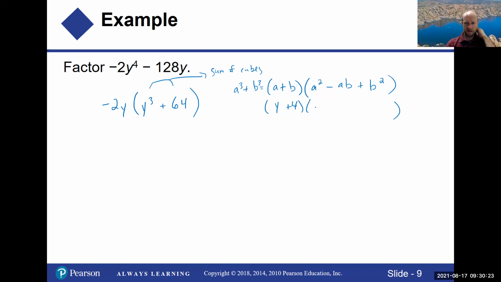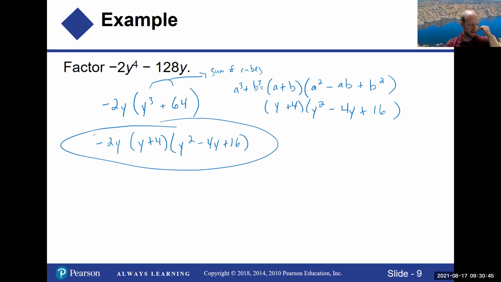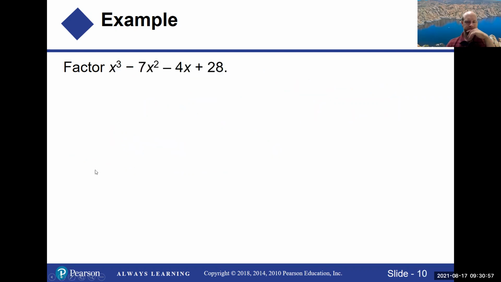y times y is y squared. 4 times y is 4y, right? And then 4 times 4, 4 squared is 16. So this is going to end up being negative 2y times y plus 4 times y squared minus 4y plus 16. And that would be the answer. Again, I'm going a little faster, so just make sure, go back to other videos, double check if you're unsure of some of the steps.